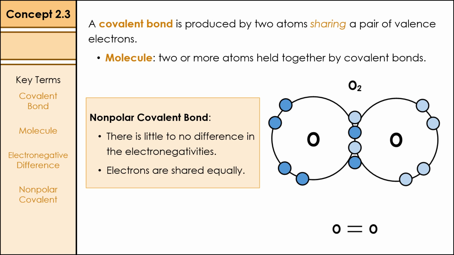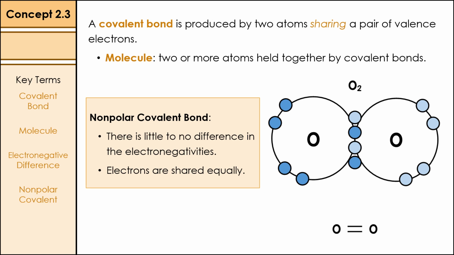Here with our diatomic molecule of oxygen gas, O2, we have a nonpolar covalent bond. Obviously, both of the atoms of oxygen have the same electronegativity, so their electronegativity difference is 0. Therefore, their electrons are shared equally. They are immediately between both of the atoms so that both atoms feel like they have a full grasp on those electrons. Now let's say that we don't have a perfect zero electronegativity difference.